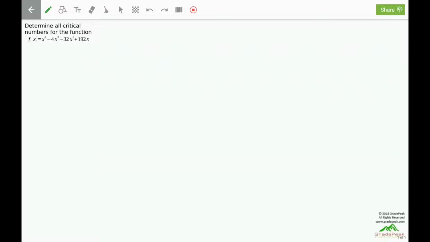Determine all critical numbers for the function f of x equals x to the fourth minus 4x cubed minus 32x squared plus 192x. Critical numbers are the x values that make the numerator and the denominator of the derivative equal to 0 and are in the domain of the function. The first thing to do is find the domain.